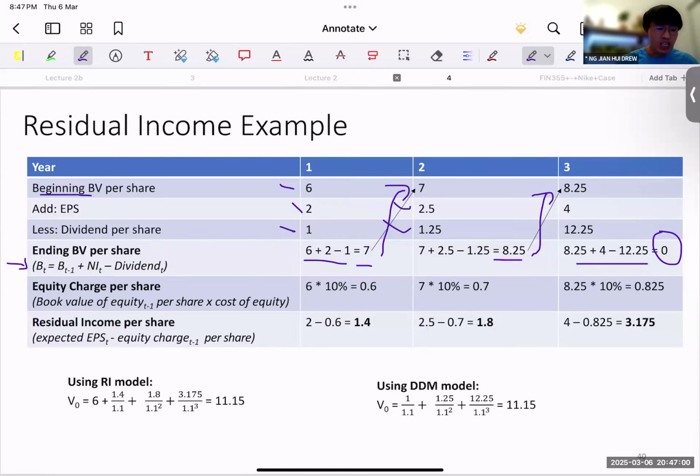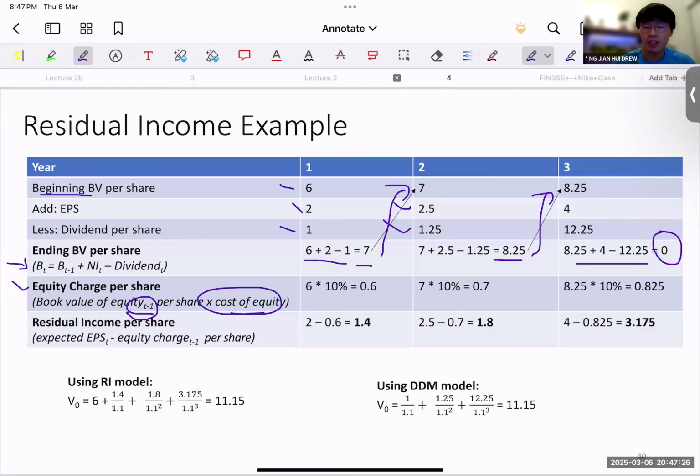Now, let's look at equity charge. So equity charge per share, what's equity charge? Equity charge is book value in year T minus 1 times the cost of equity. This is where I mentioned, why is there T minus 1? Why is there T? How come there's some lag in terms of the values? We can see very clearly in this example here.